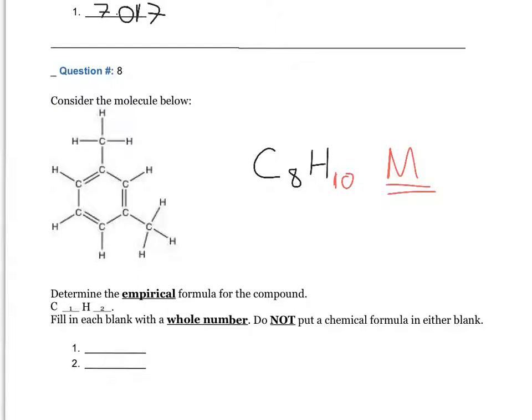But the empirical formula is the smallest whole number ratio. Both of those numbers are divisible by 2. C4H5, those numbers cannot be divided further and still keep whole numbers. So the empirical formula, there are 4 carbons, there are 5 hydrogen atoms for that molecule.